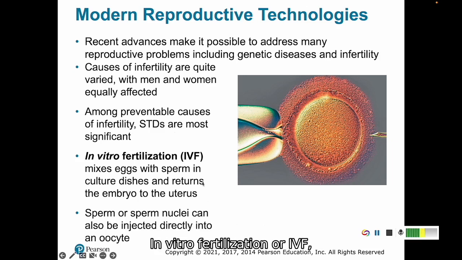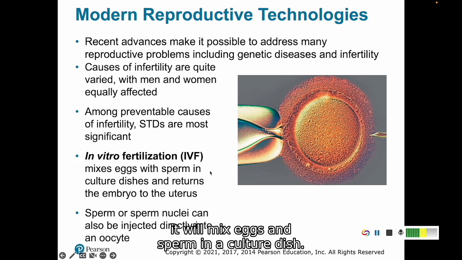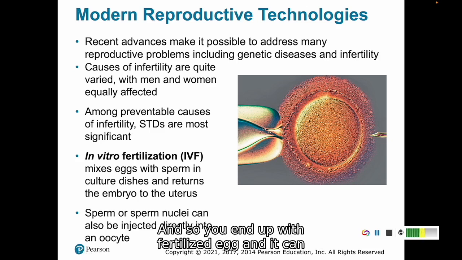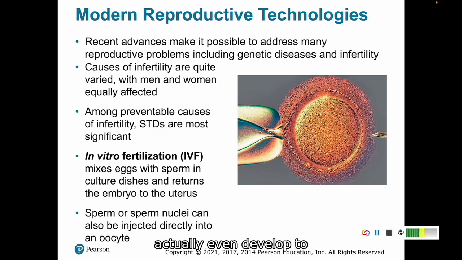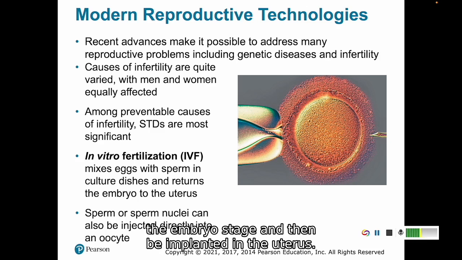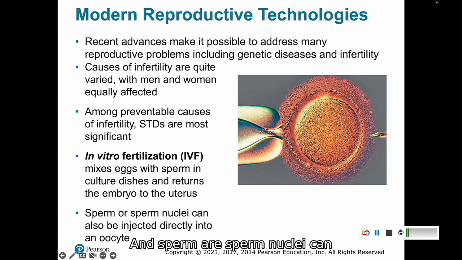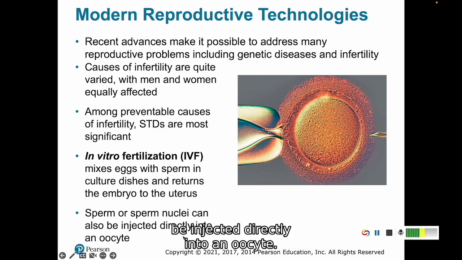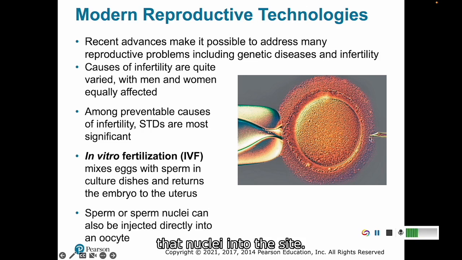In vitro fertilization, or IVF, will mix eggs and sperm in a culture dish, and so you end up with a fertilized egg, and it can actually even develop to the embryo stage and then be implanted in a uterus. And sperm or sperm nuclei can be injected directly into an oocyte. That is what this picture is showing. This is holding this egg in place, and this is about to inject that nuclei into the oocyte.